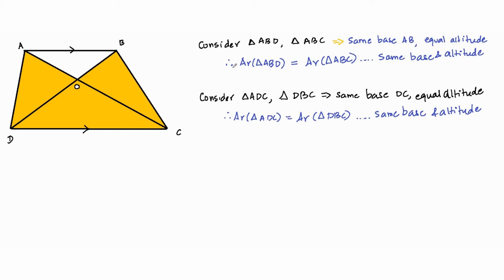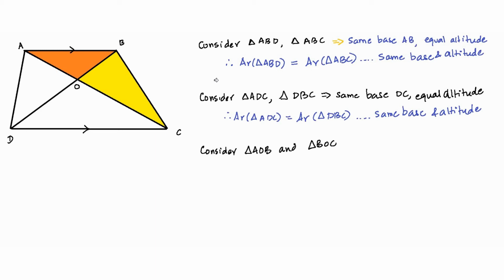Now let's consider some more triangles. Let's consider triangle AOB and triangle BOC, right? Let me shade the BOC triangle with a different color. So these are the two triangles that are under discussion right now.